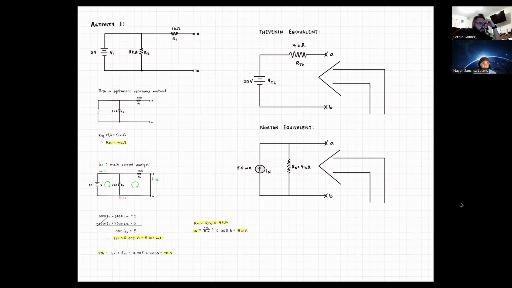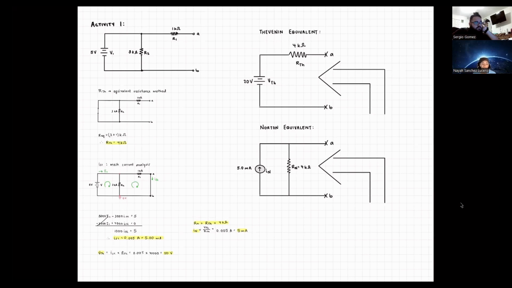Then we short-circuited the circuit to find the current. Here I used mesh current analysis, and I ended up with a current of 5 milliamps. Then we used Ohm's law to find the Thevenin voltage, which gave us 20 volts. As you can see on the screen, we have the Thevenin equivalent circuit with a voltage source of 20 volts and a resistor with a value of 4 kilo ohms.